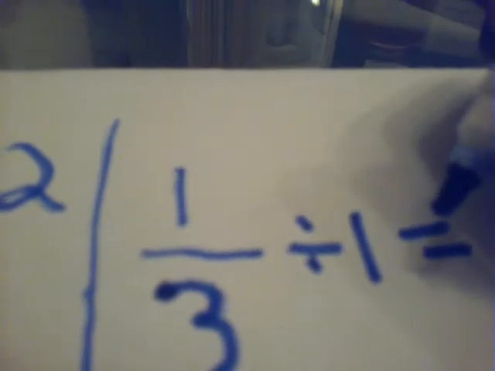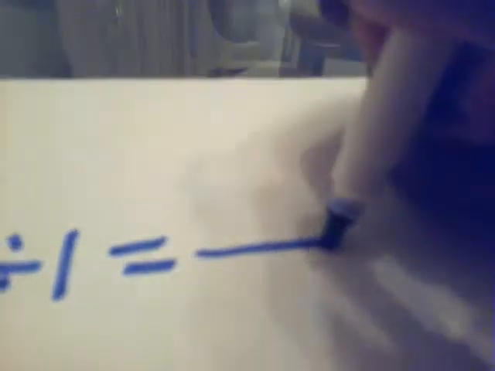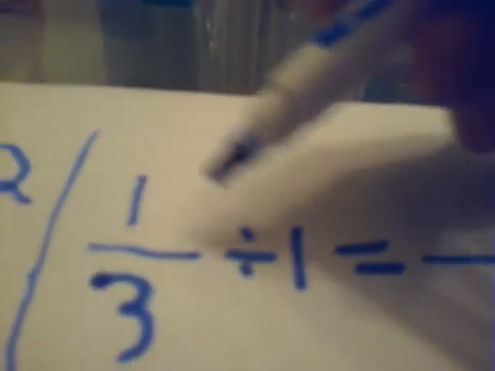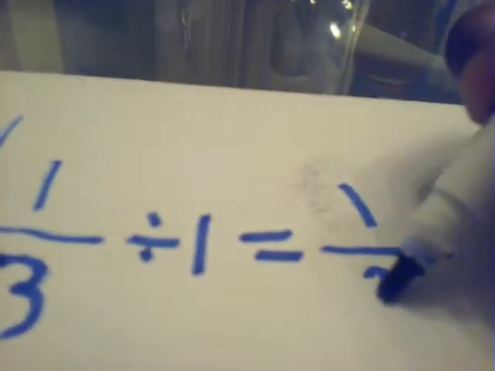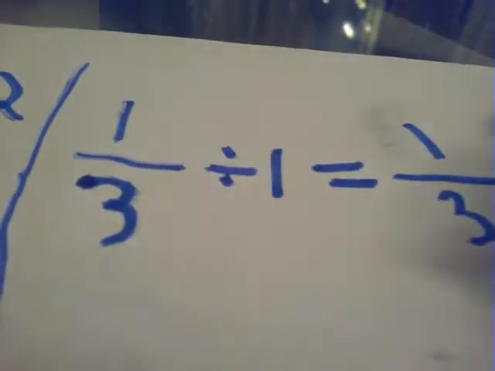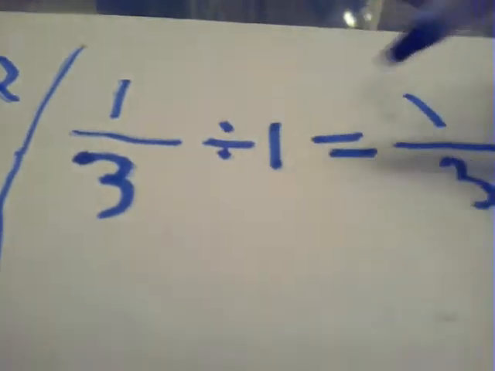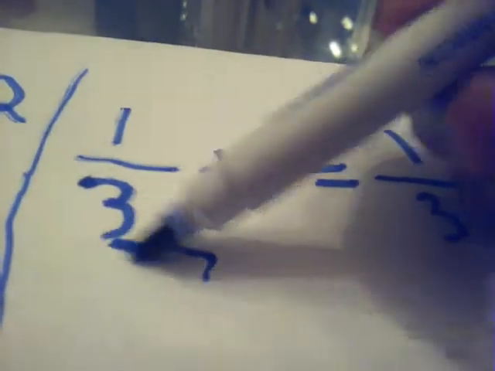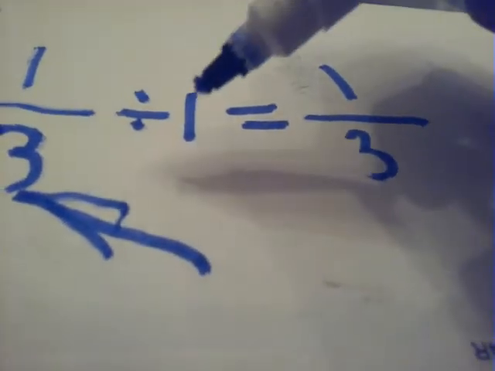How about we do 1 over 3 divided by 1. What would you get? If you said the same number, you're correct. 1 divided by 1 is 1. 3 divided by 1 is 3. It's the same number. You can't divide it by anything else because of the 3. Since this is already in simplest form, the 3 cannot be divided by any number except 3 and 1.